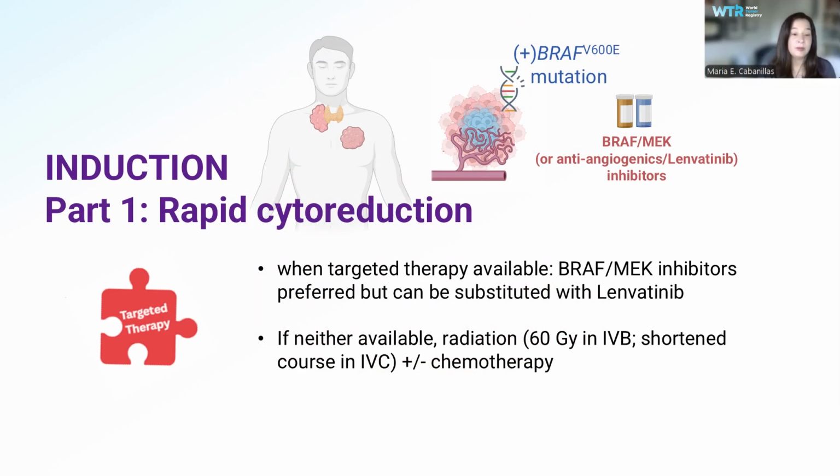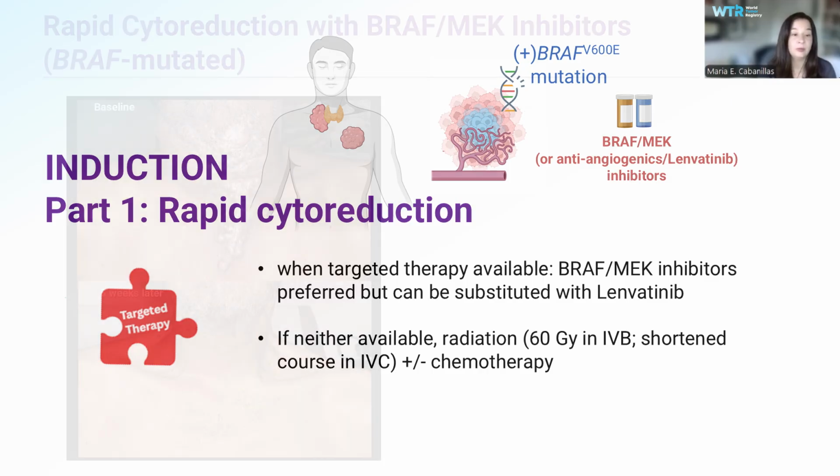Now, let's start with rapid cytoreduction. Can be, again, as I said, with a BRAF MEK inhibitor, but this, when not available, could be substituted with lenvatinib. And when neither of it are available, patients with 4B disease could undergo full dose radiation, and patients with 4C disease could undergo a short course of radiation so that chemotherapy can then be started.